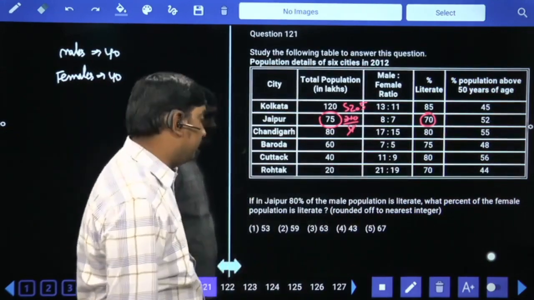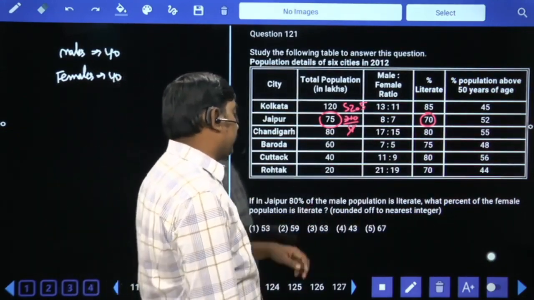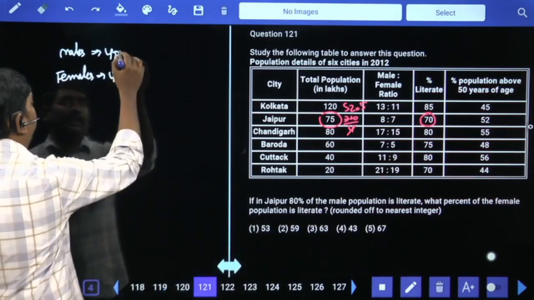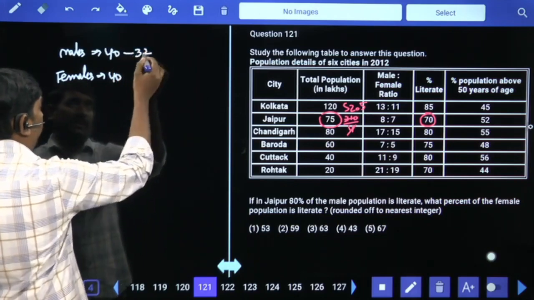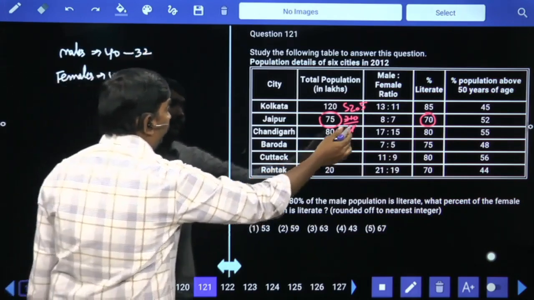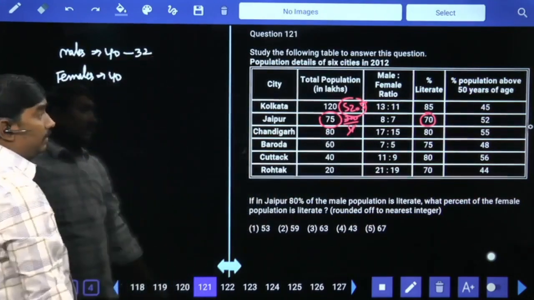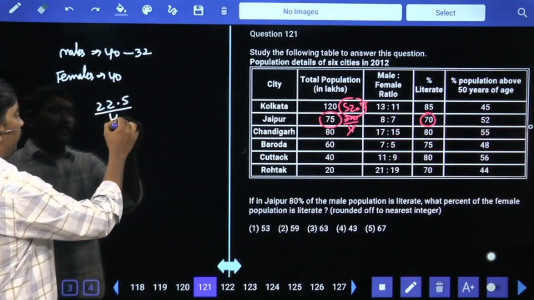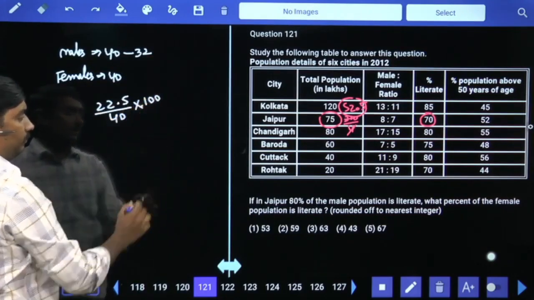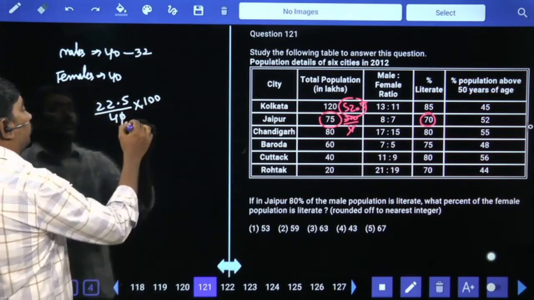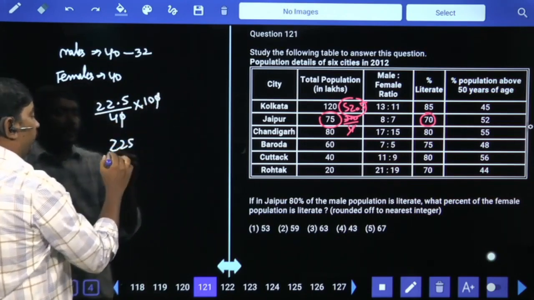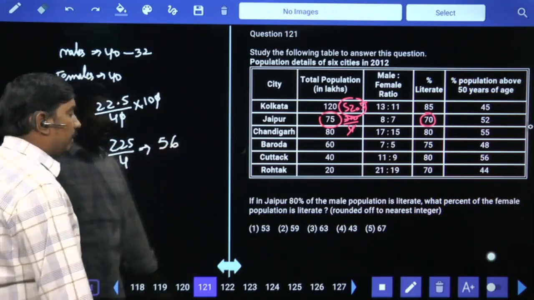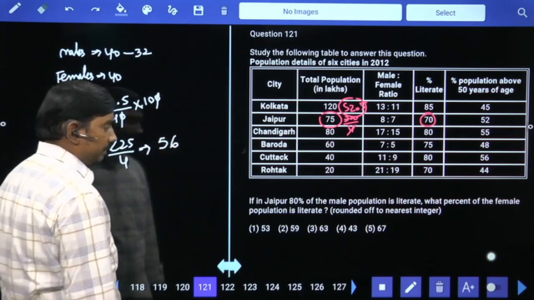In that total of 52.5 literates, 80% of the male population is literate. 80% of 40 is 32 literates from male. Out of 52.5, 32 from male. So remaining 22.5 are from female. So 22.5 is what percent of 40? 225 by 4. 4 5s are 20, 4 6s are 24. 56 point something.